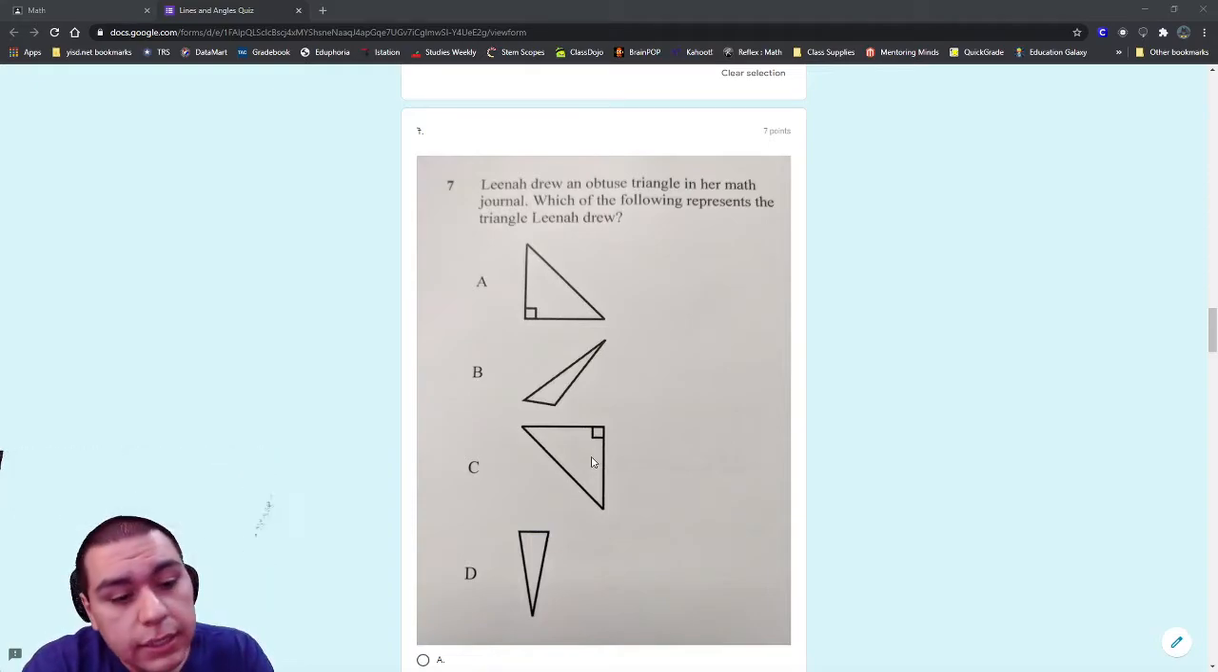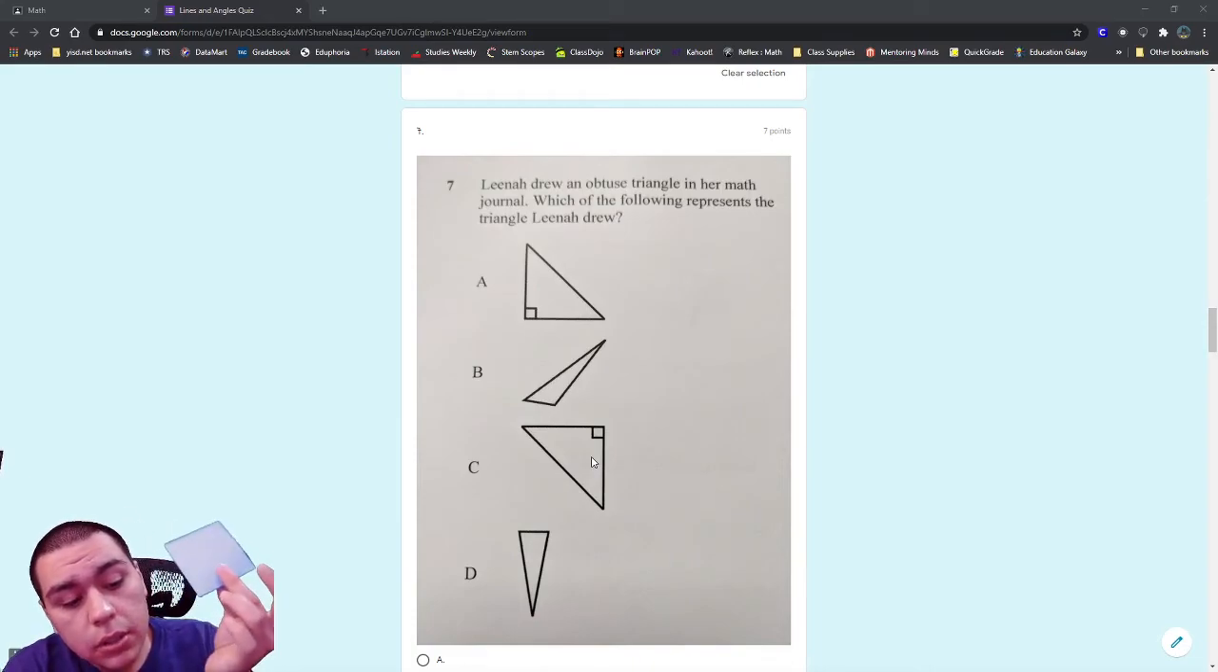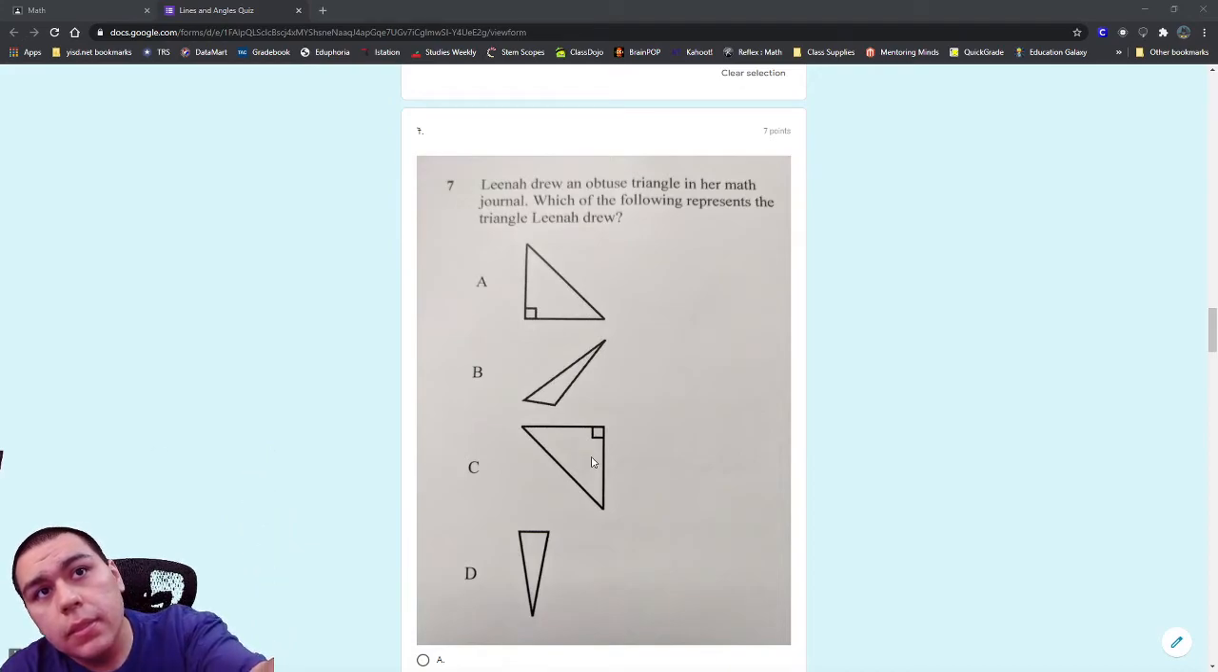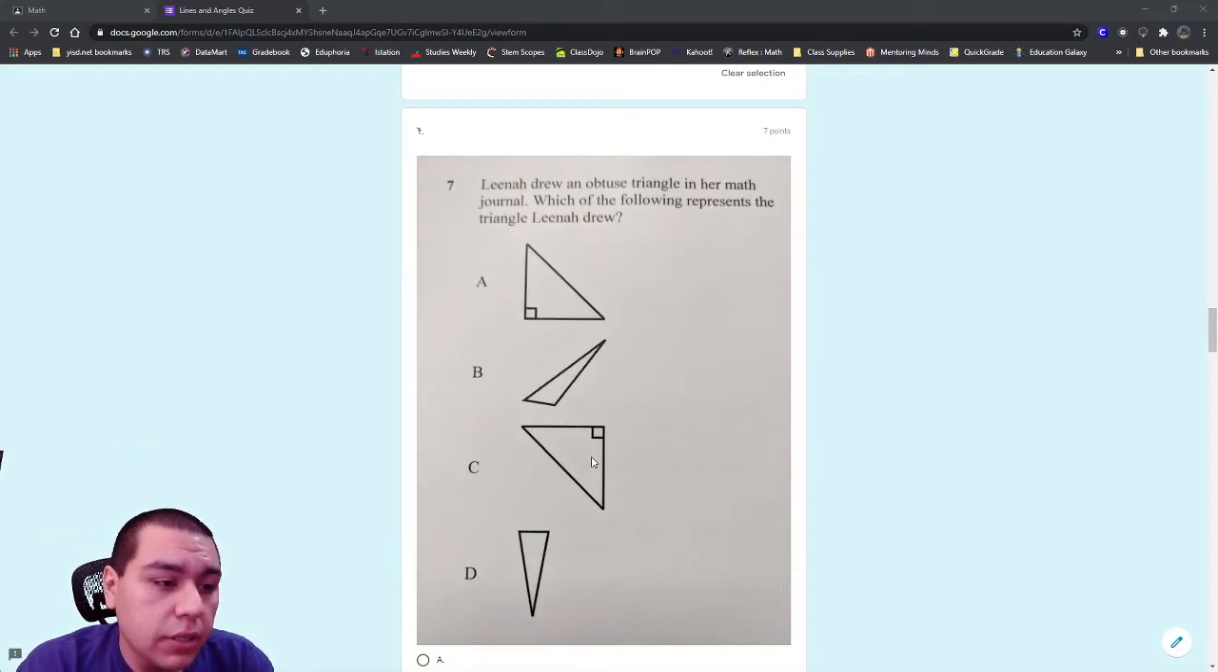Answer choice C has the same thing. A triangle with a square in one of the corners. I double check it. The vertex of my sticky note with the vertex of that triangle. And again, it fits perfectly. It's another right angle, which means I have another right triangle. So I don't want to pick A and I don't want to pick C because both of them are right triangles. That leaves me with only two triangles to choose, either B or D.